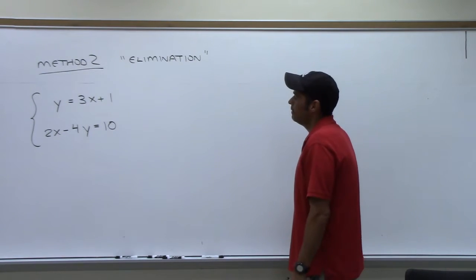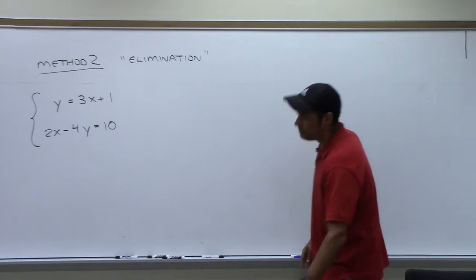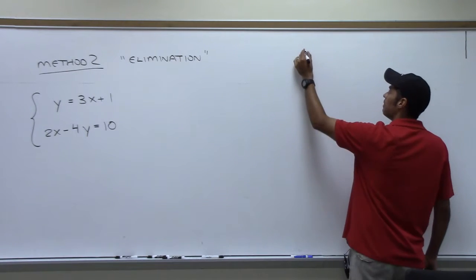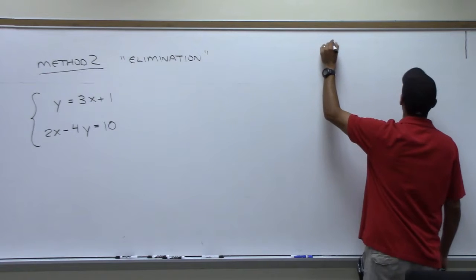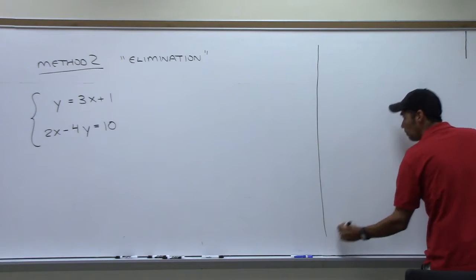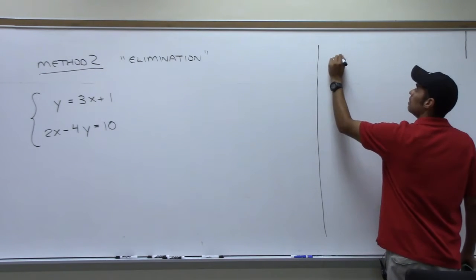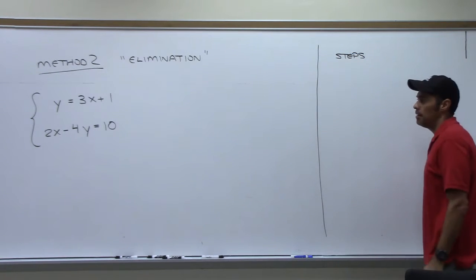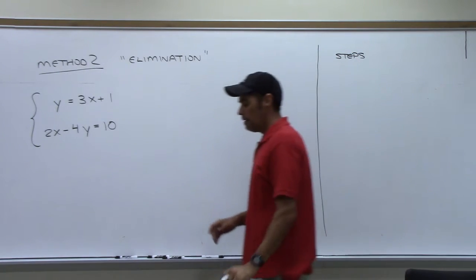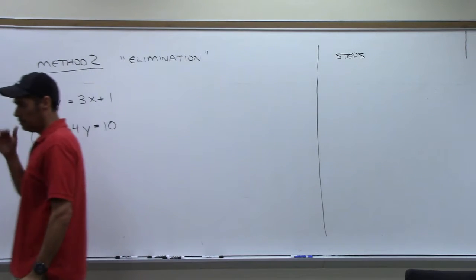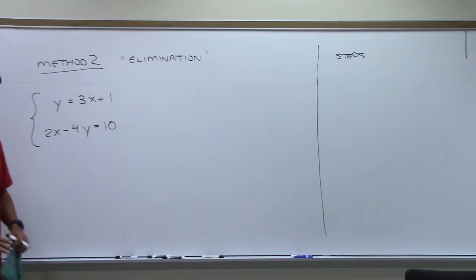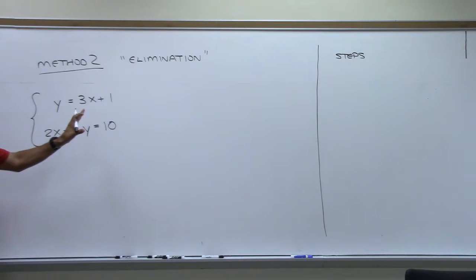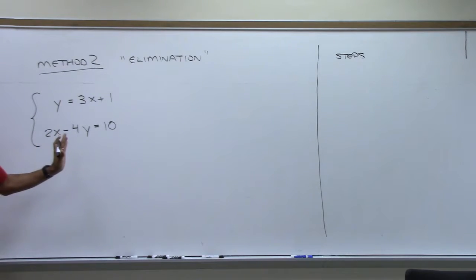All right, Gaussian elimination. You ready for this? Sorry, I ate up like 10, 15 minutes there. I'm going to put the steps over here. All right, here are the steps. First thing, if you look at both equations, all variables to the left, all numbers to the right. All right? Line up your x's and your y's.